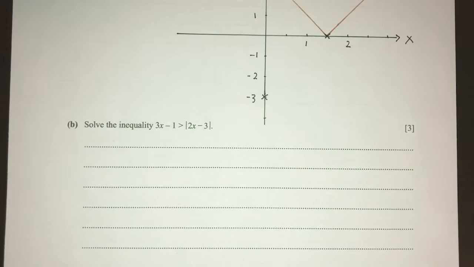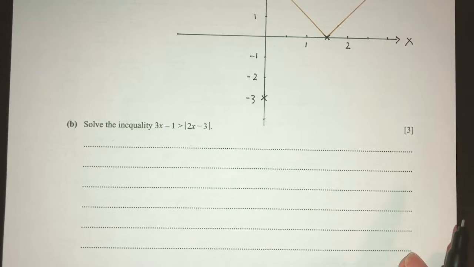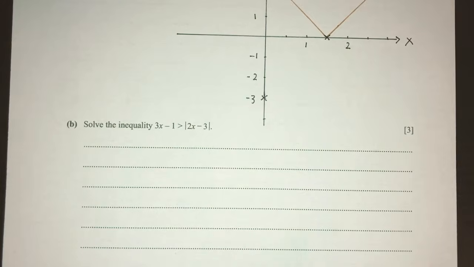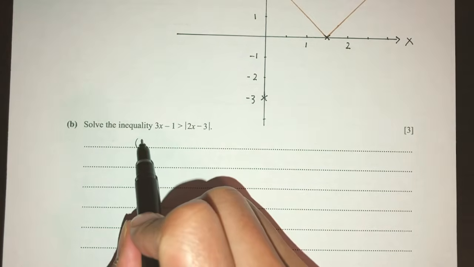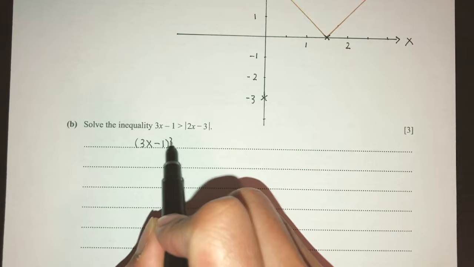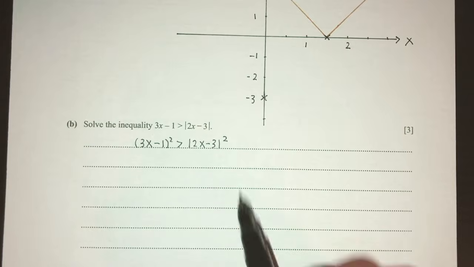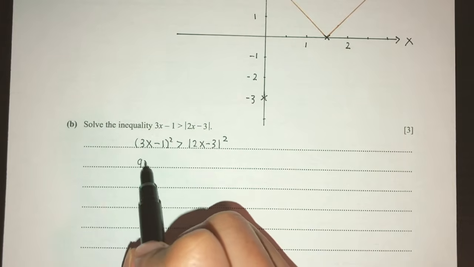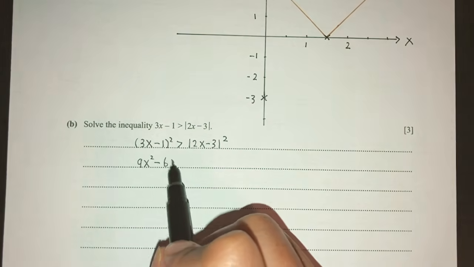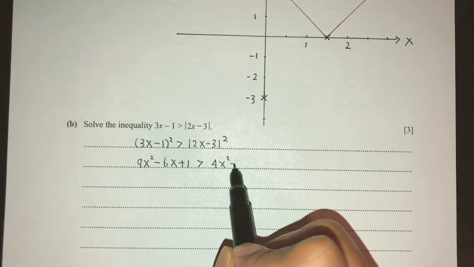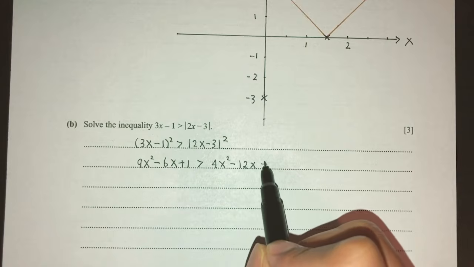Now for part B, we have to solve this inequality. So whenever you have inequalities with modulus, you can try to just square both sides. It will make it easier for you. Okay, so you have (3x minus 1) squared more than (2x minus 3) squared. Then you will have 9x squared minus 6x plus 1. That will be 4x squared minus 12x plus 9.